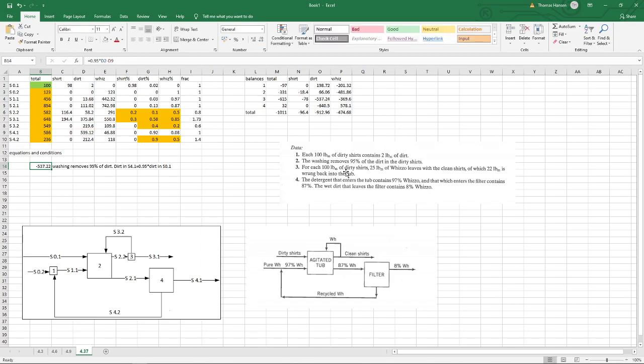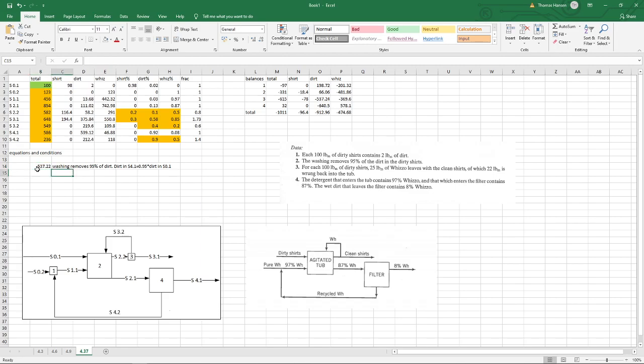Basically what we're being told is if I send in X amount of dirt in my 0.1 stream, 95% of it is gonna end up in my 4.1 stream. 95% of the dirt that I start out with on my shirts is gonna be cleaned out and discarded through 4.1. So that's why I put it up like this: 95% of the dirt in 0.1, subtract the amount of dirt in 4.1, and if that is true, this equation should give me 0.